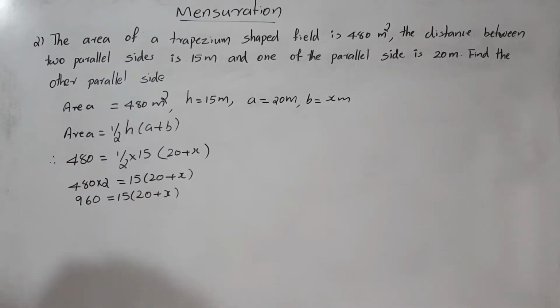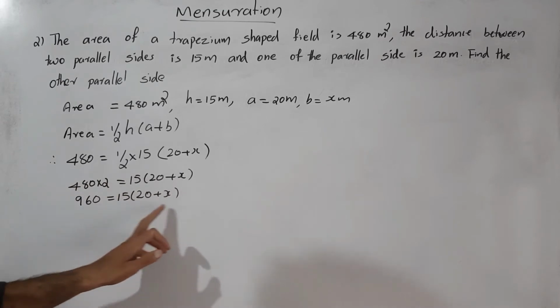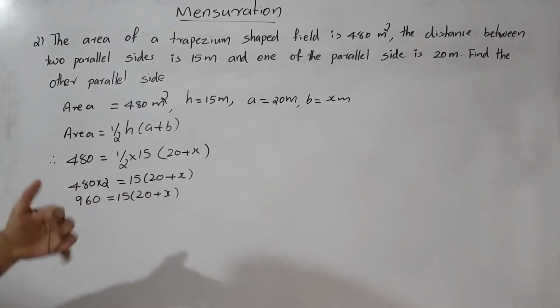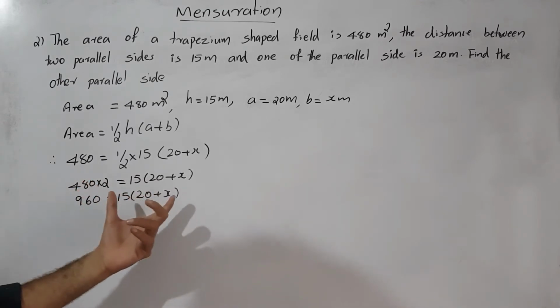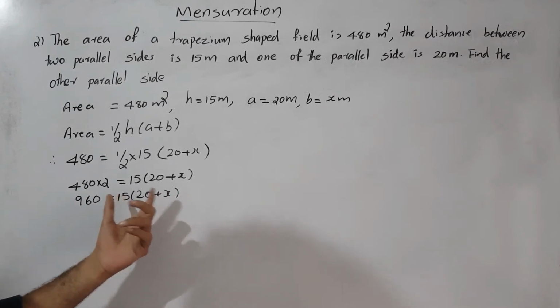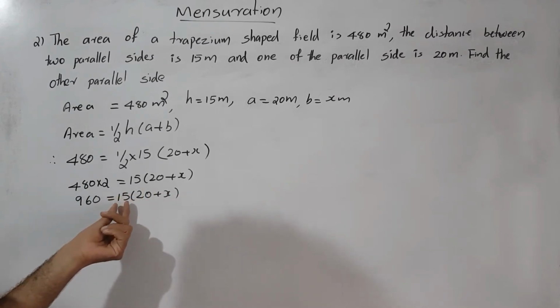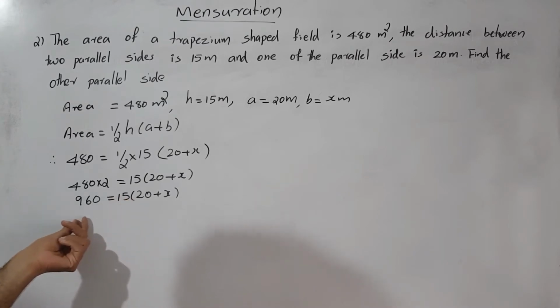Then we have two ideas: first expand the bracket and then transpose one by one, or otherwise, here we are multiplying 20 plus x commonly by 15, so we first transpose 15 to the LHS.